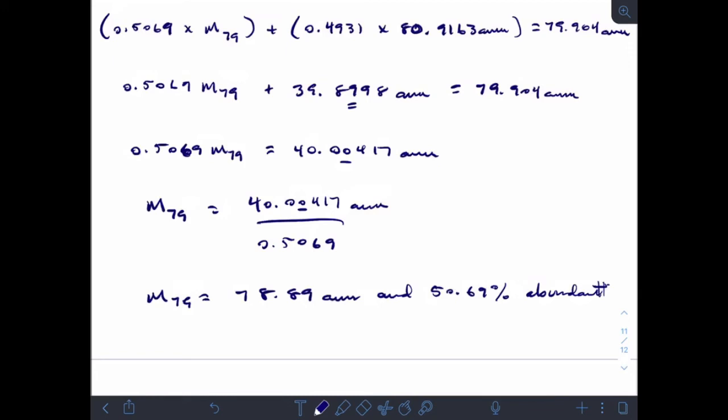Okay, sig figs still matter. Yes, I recognize that most of our numbers in this problem have lots of decimal places, but we have to pay attention to sig figs.